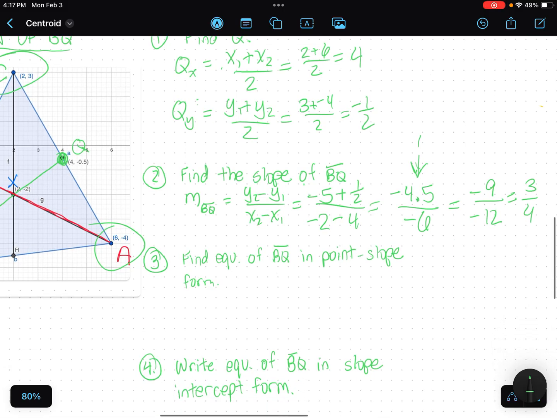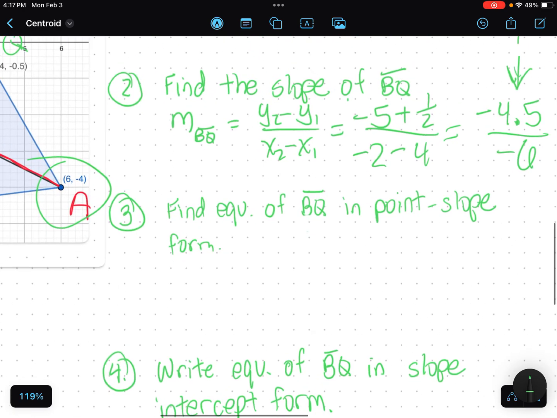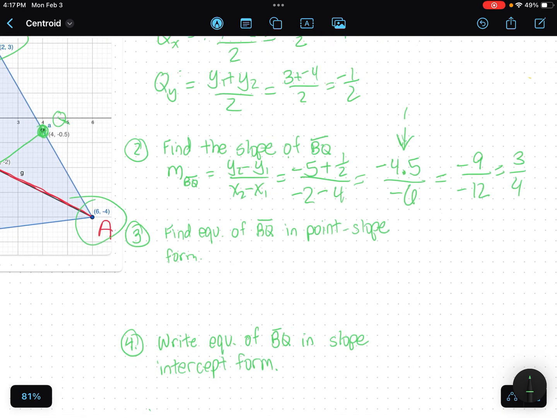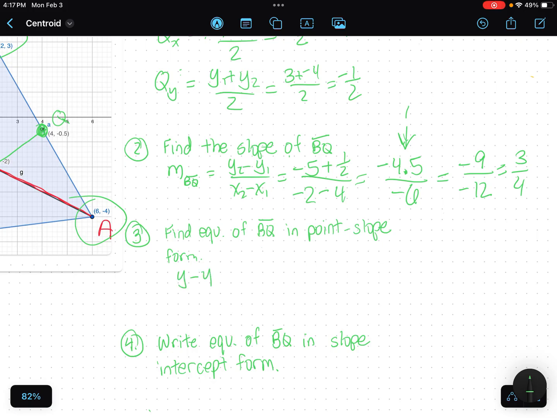And again, once I have my slope of 3/4, I'm ready to go ahead and use point-slope form. So again, if you need the refresher, it's just this. And we did just find our slope to be positive 3/4.